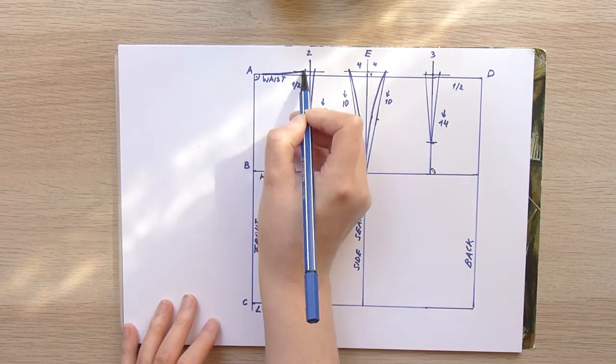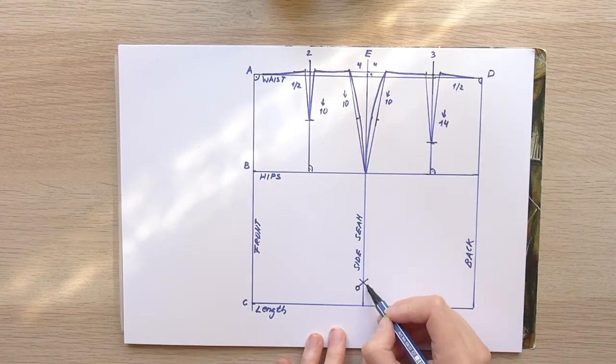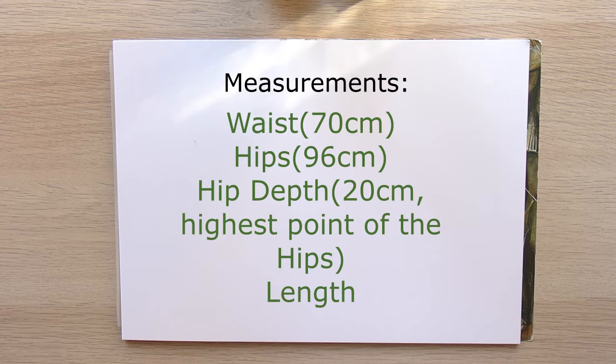And for the skirt we need the following measurements. The waist, in my case it's 70 centimeters. I'm doing a size 38. And then the hips and the hip depth. The hip depth you have to measure from the waist to the highest point of the hip. And then of course you need the length of your skirt. It's different for everyone.